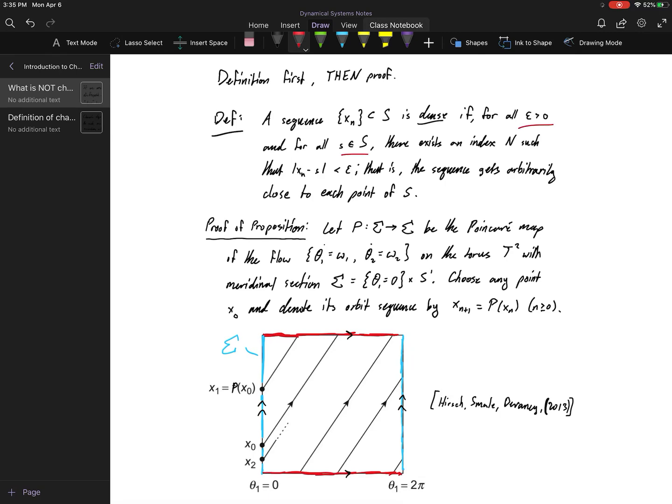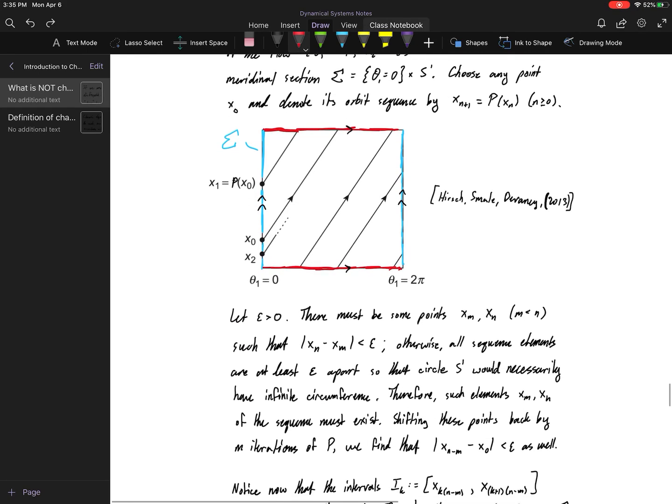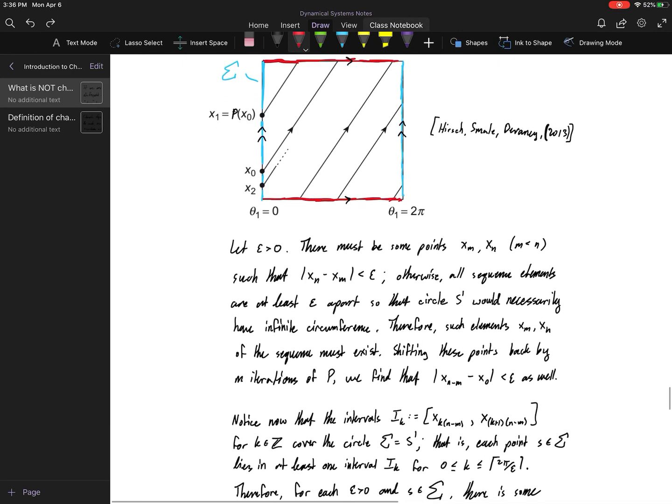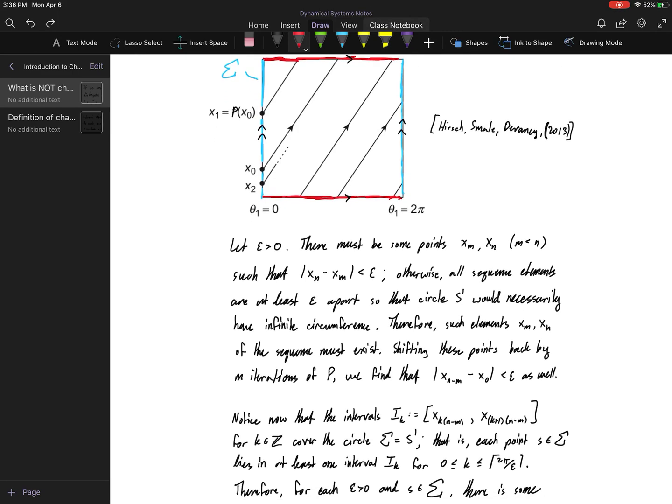It's a good picture. So let's go ahead and give ourselves what we need from the definition of density. We're going to need an epsilon and some arbitrary point, little s, in the circle. So for any tolerance here, let epsilon be that tolerance, there must be some pair of points, xm and xn, in the sequence, such that these two points are within epsilon along the circumference of the circle. They are within epsilon units of one another.